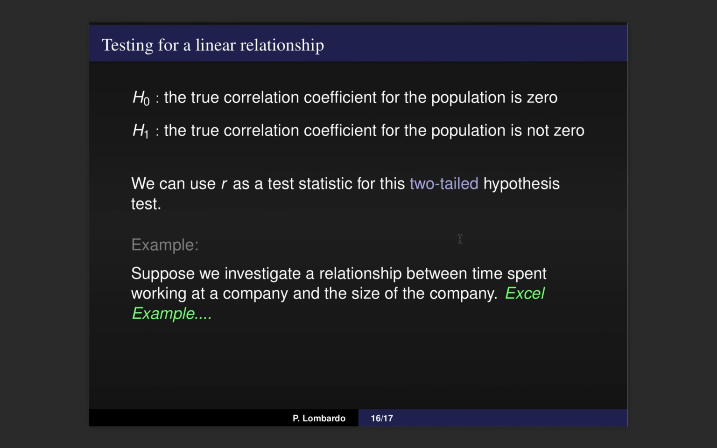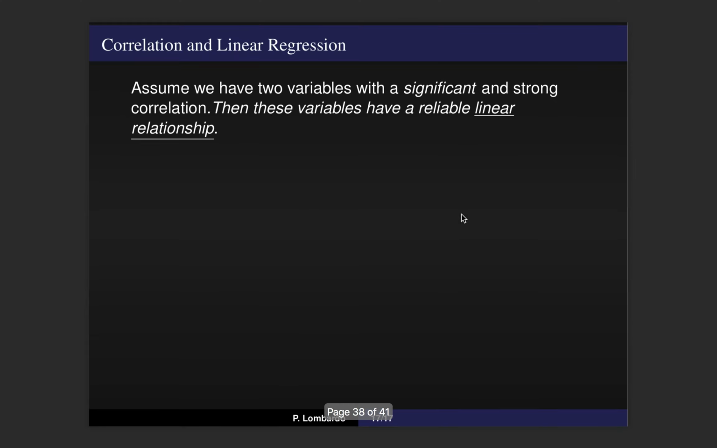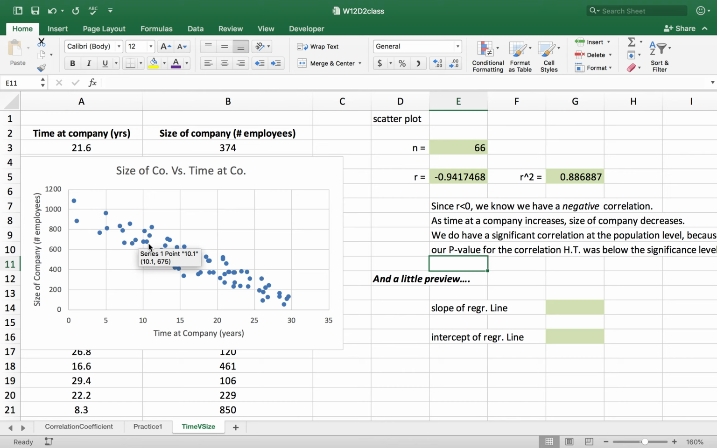Now, the last thing I want to talk about here is just a little bit of a preview moving towards linear regression. So if we assume that we have two variables with a significant and strong correlation, then these variables essentially have a reliable linear relationship. So what I mean by this is that, once again, our dots more or less follow a line.